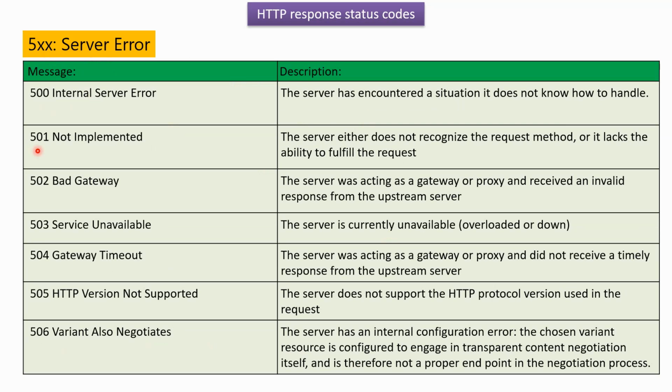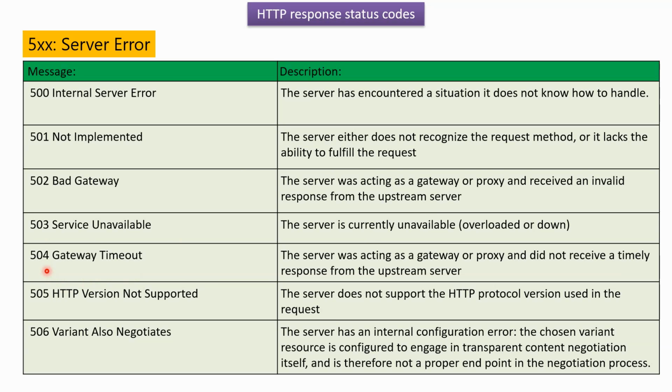Status code 501, which is nothing but not implemented. The server either does not recognize the request method or lacks the ability to fulfill the request. Status code 502, which is nothing but bad gateway. The server was acting as a gateway or proxy and received an invalid response from the upstream server. Status code 503, which is nothing but service unavailable. The server is currently unavailable because it is overloaded or down.